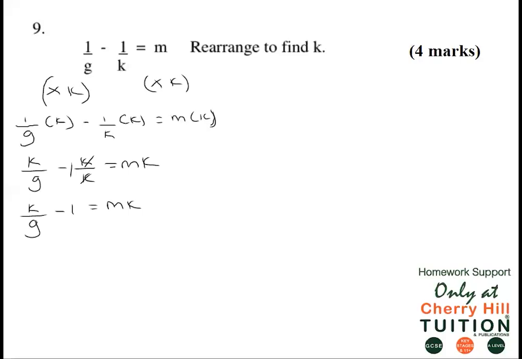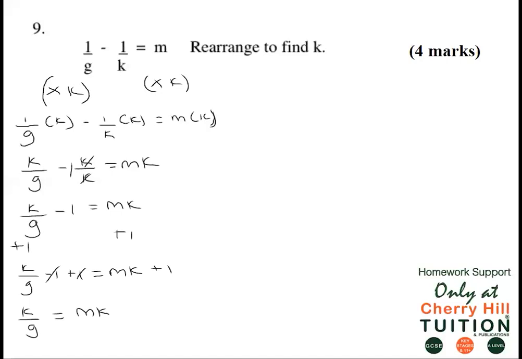Now, the next step is to get everything that contains the k on one side of the equation and everything that doesn't on the other side. So let's start by moving the minus 1 onto the right-hand side. In order to do this, we add 1 on both sides, leaving us with k over g minus 1 plus 1 is equal to mk plus 1. The minus 1 and plus 1 cancel out, leaving us with k over g, which is equal to mk plus 1.